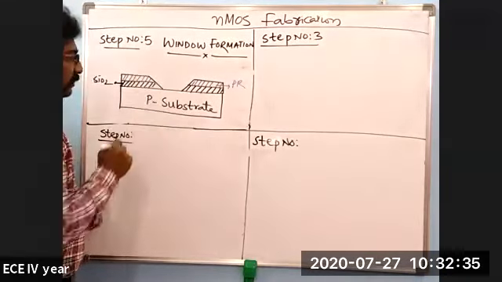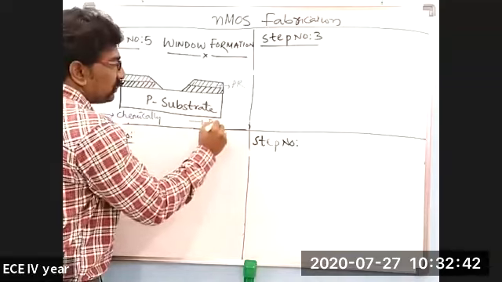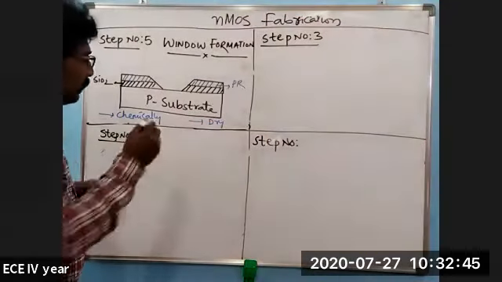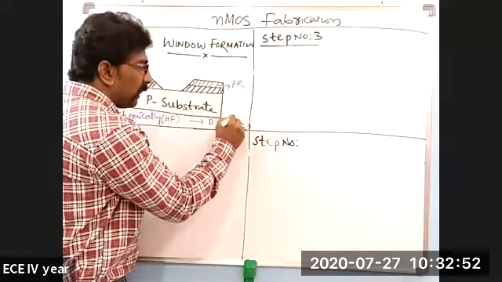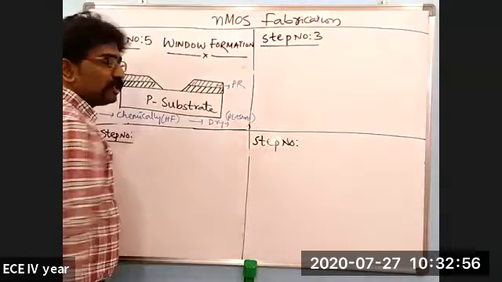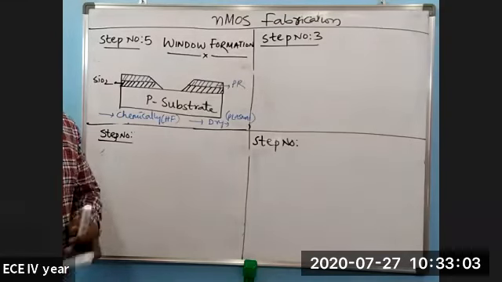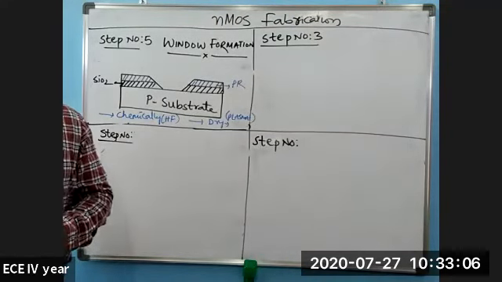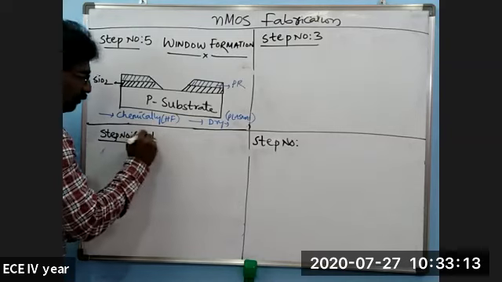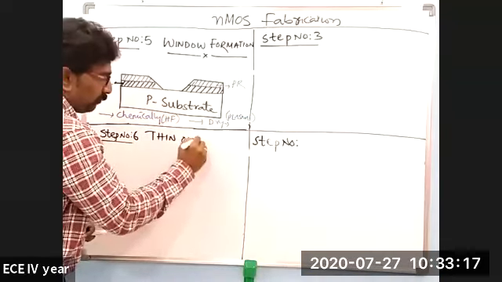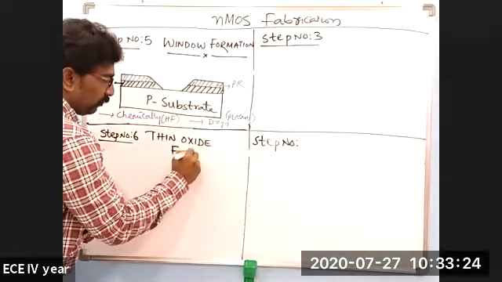So this etching has been done chemically. The other one is called dry etching. In chemical etching, they use hydrofluoric acid, and in dry etching they use the plasma method. The formation of this kind of structure we call window formation. The next one, step number 6, will be thin oxide formation.